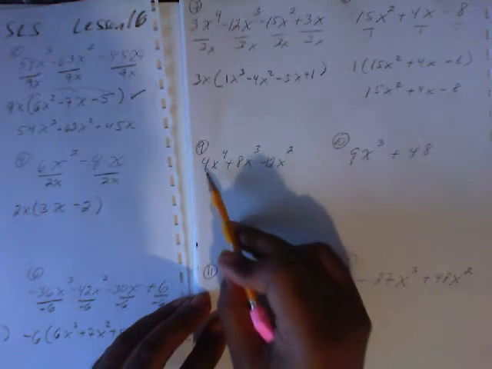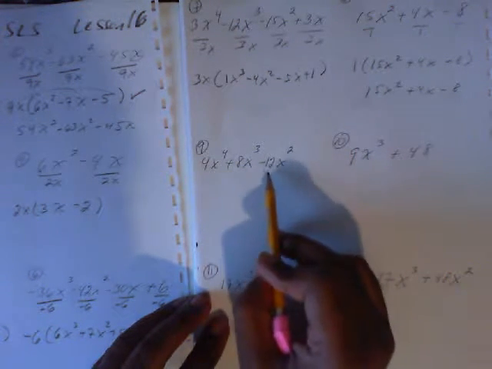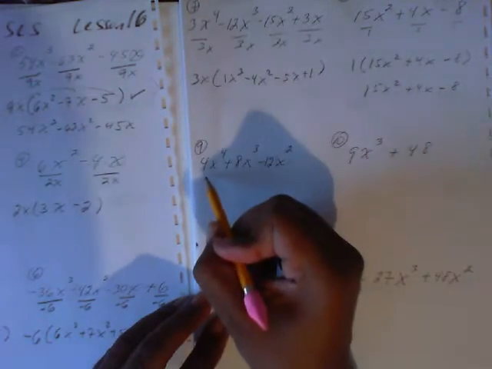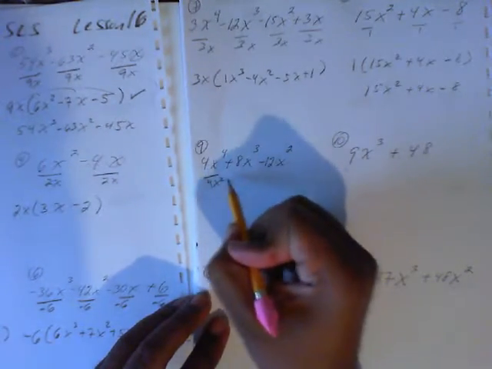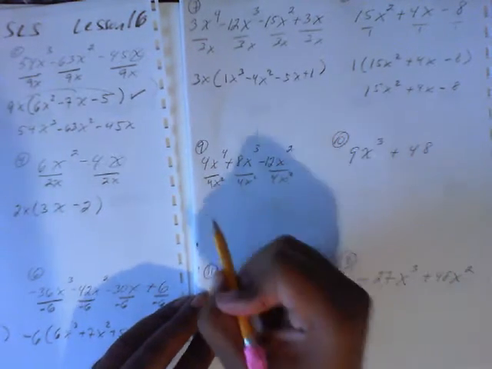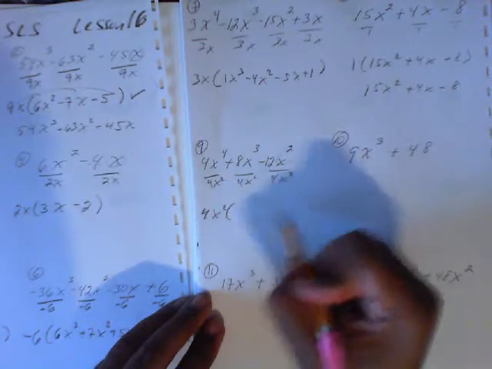Okay, next, we have a 4, 8, and 12. Each of these can be divided by 4. And the last term is an x squared, so they can be divided by 4 and an x squared. So 4x squared will be our greatest common factor. So let's write the greatest common factor here, 4x squared.